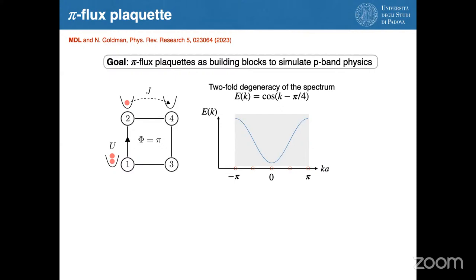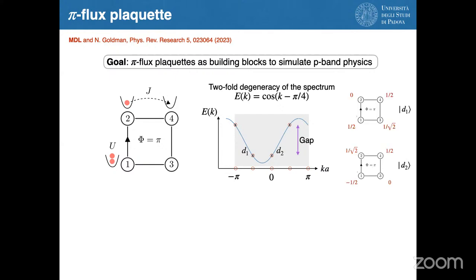Inserting a pi flux in the cosine energy dispersion means that you're shifting the momenta by pi over 4. Momenta are discrete, and therefore, if you look at the energies of these objects, you see that all the single particle solutions are twofold degenerate. And this opens the question: what if I exploit this double degeneracy and this gap here to make a theory for the lowest two modes in the full plaquette? Does this correspond to a p-band type of model, or at least the same phenomenology?